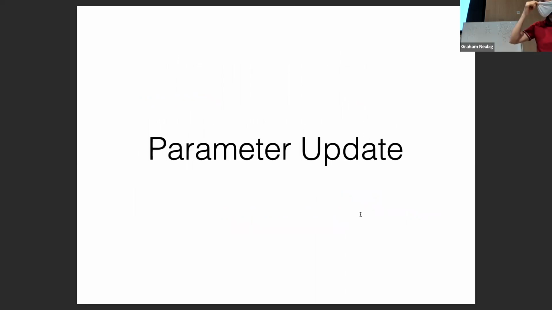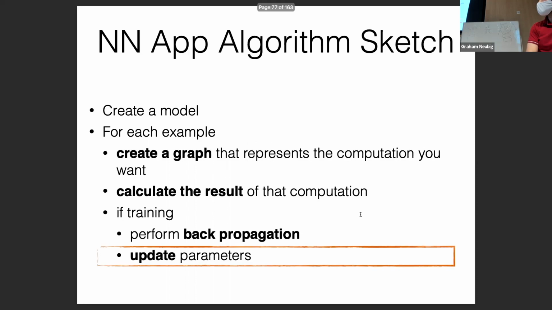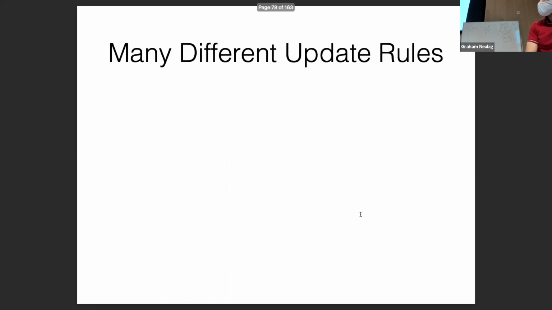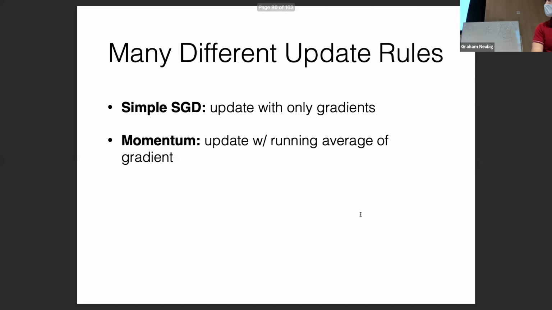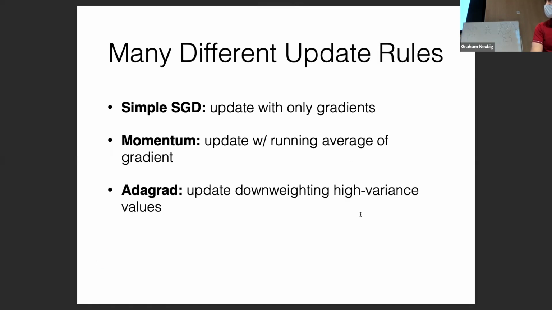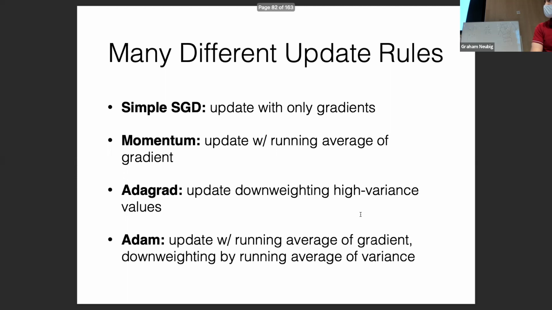And now we get into things that are a little bit more tricky. So, parameter update. The way we update parameters is basically we want to move the parameters in a direction that decreases the loss function that we care about. There's many different update rules that we could be using. The simplest one is simple SGD where we update with only gradients. Then we have other things like momentum, Adagrad, and Adam. And Adam is the most commonly used one now. Adam is basically a combination of momentum and adaptive Adagrad. So I'm going to explain each of them in turn.